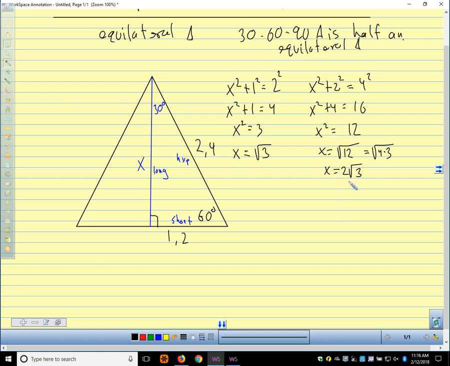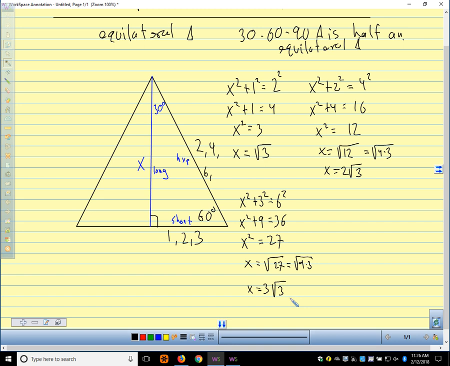So far we have root 3's. Let's look at another side length. We'll go to side length 6. What does that make this one? 3. So let's do the Pythagorean theorem there. x squared plus 3 squared equals 6 squared. So x squared plus 9 is 36. Subtract 9, we get x squared equals 27. x equals the square root of 27, which is 9 times 3. And x equals 3 square root 3. You see the pattern here?